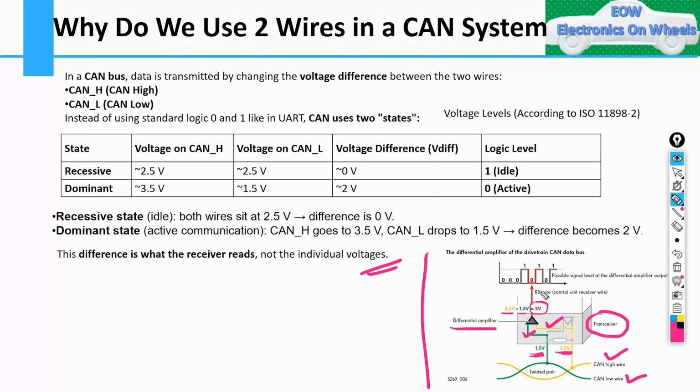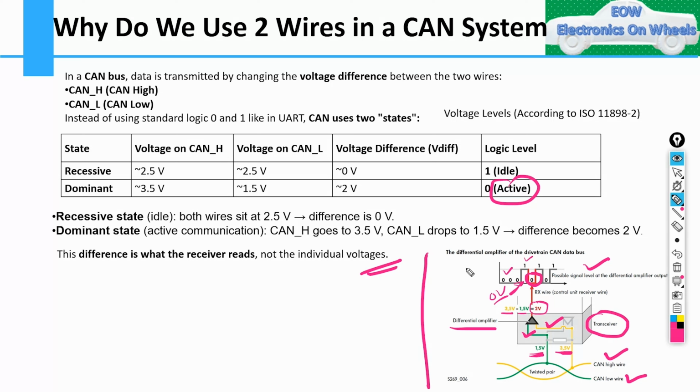This 2 volt means this is the active state and the logic level is 0. You can see here, this is logic level 0, and this state is called the dominant state. The possible signal level at the differential amplifier output is either 0 or 1. Whenever the logic level is 1, it means the state would be idle and the voltage difference would be 0 volt. I hope you got what we are trying to say here.